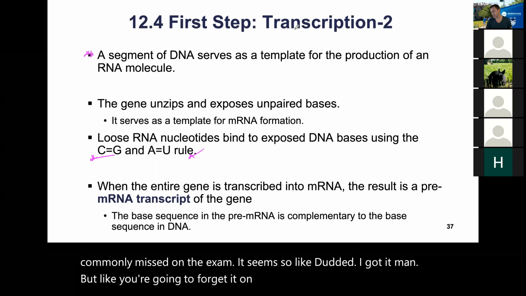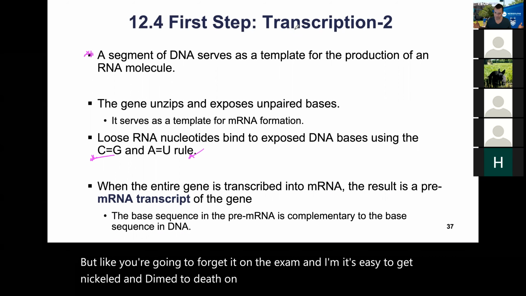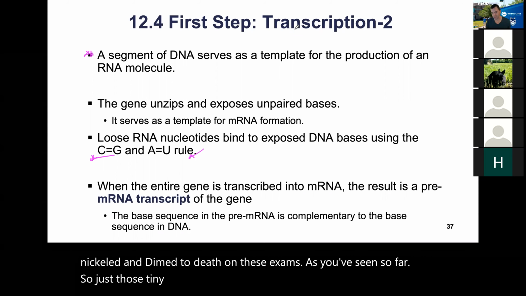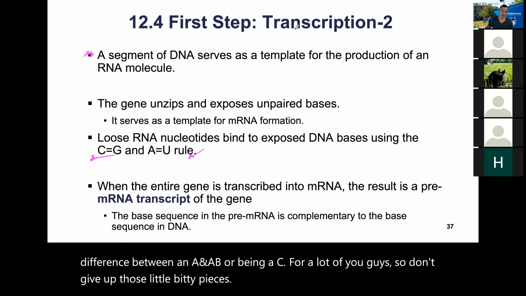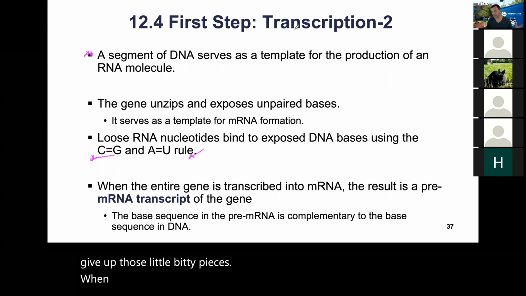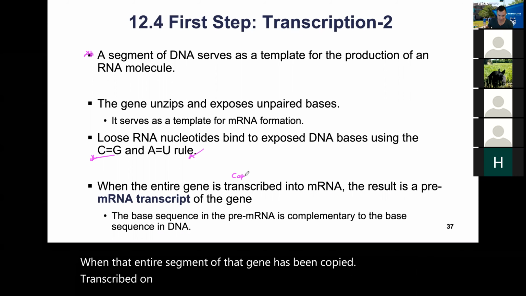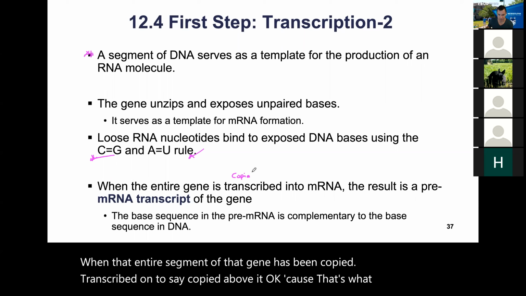And it's easy to get nickeled and dimed to death on these exams, as you've seen so far. So just those tiny little points, don't give them up, because that's the difference between an A and a B, or a B and a C for a lot of you. So don't give up those little bitty pieces. When that entire segment of that gene has been copied, transcribed, I'll just say copied, because that's what we are doing. We are making a copy.